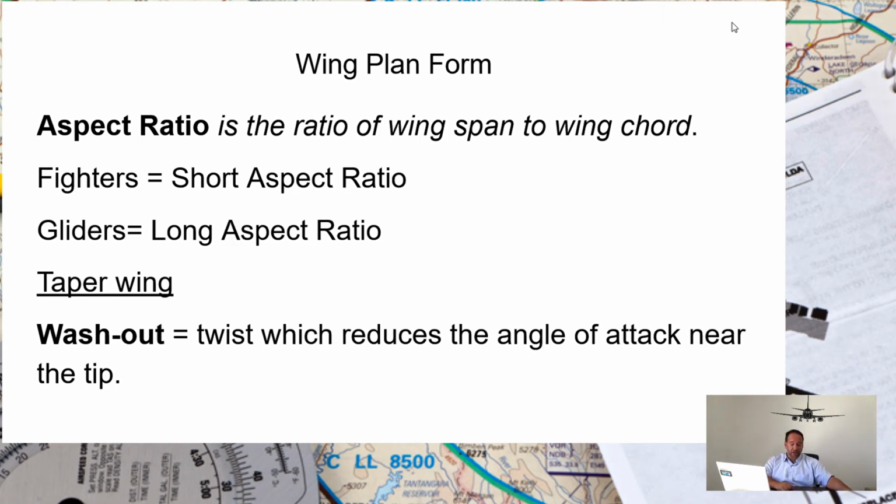Fighters, short aspect ratio. Fighter, military aircraft. Gliders, long aspect ratio. Taper wings, or we call it washout, twist, which reduces the angle of attack near the tips. Overall, taper wings, thinner wings, and twisted wings. Thinner on the very edge of the wings, and this twist, which is called washout, will reduce induced drag.